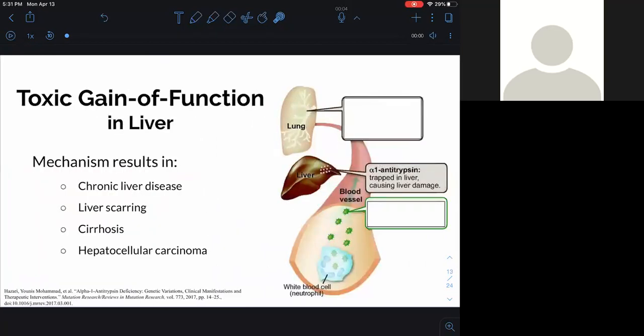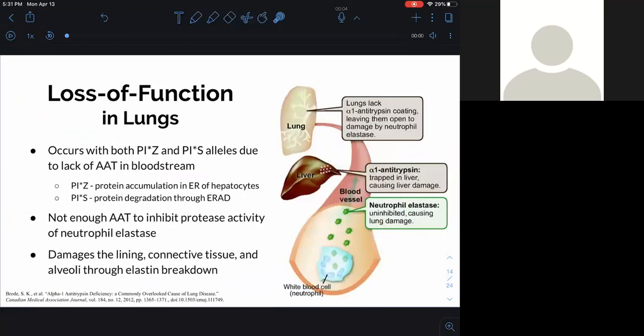And this apoptosis from the toxic gain of function mechanism can result in chronic liver disease, liver scarring, cirrhosis, and in some cases, hepatocellular carcinoma. And as stated previously, the toxic gain of function in the liver only occurs from the PiZ allele. So the PiS allele is different from this PiZ allele because this protein is actually able to be secreted from the ER. However, it is still a misfolded protein and thus is degraded by the ERAD system that was explained earlier, leading to both of the alleles having a lack of AAT in the bloodstream.